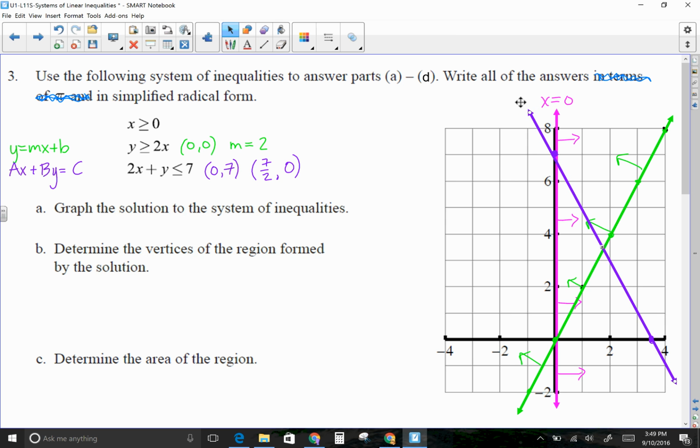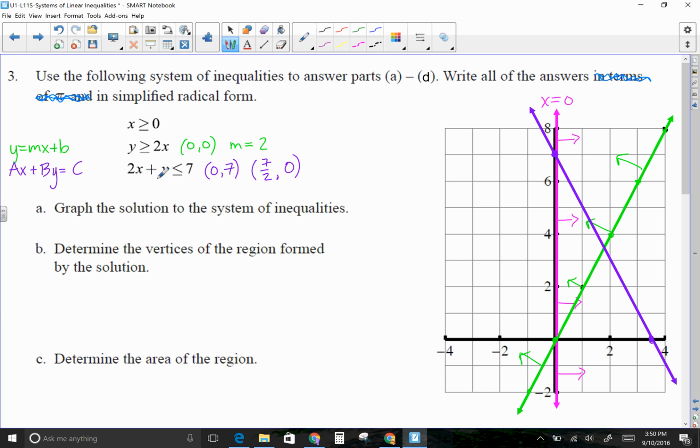All right, so that is, and now we have to figure out where we're going to shade. So now, in this one before I said, if y is by itself, then I can use the inequality symbol to decide which way to shade.